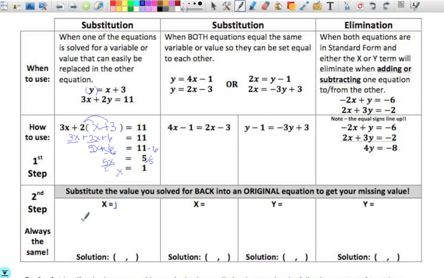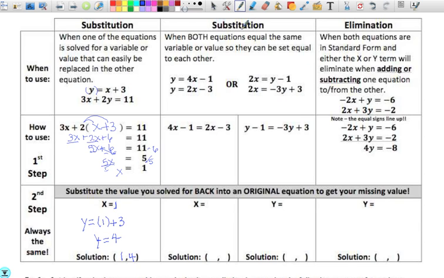So I'm going to get y equals, and instead of x, I'm going to plug in 1 since I know that value now. So 1 plus 3. And so I get y equals 4. So my actual answer to this system of equations is 1, 4. So that's the point at which these two linear equations cross. So 1, 4 is a solution for both of those. So that is one way to do substitution.